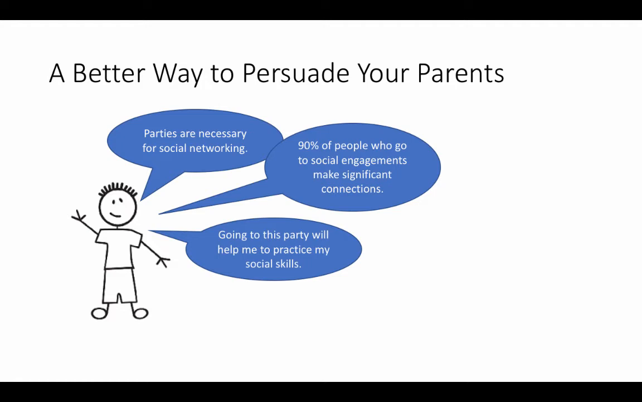Okay, as a parent, I'm not so sure about this, but okay, I'll listen to the rest of this. So here's our warrant, and this time around, it's going to be a concrete warrant. It's a statistic: 90% of people who go to social engagements make significant connections. That's a pretty good warrant. It's pretty sufficient, so that works out well. And then we're going to finish off with our analysis or our impact. Going to this party is going to help me to practice my overall social skills. So for all the introverts out there, this is a really good argument you can make with your parents about why you ought to go to parties. So notice what I've given here, three separate specific sections: the claim, social networking; the warrant, the 90% of people; and the impact. Okay, this is going to really improve my social skills.